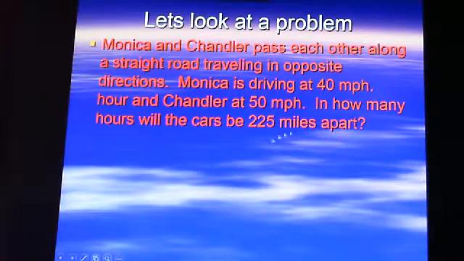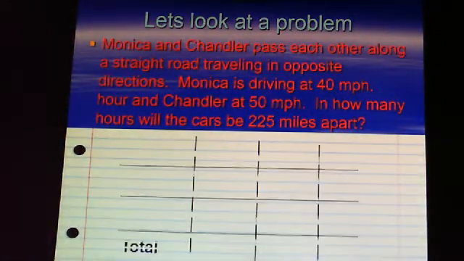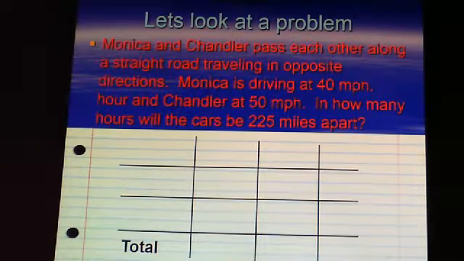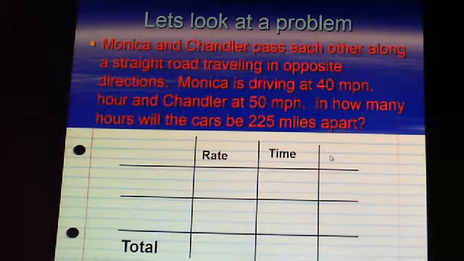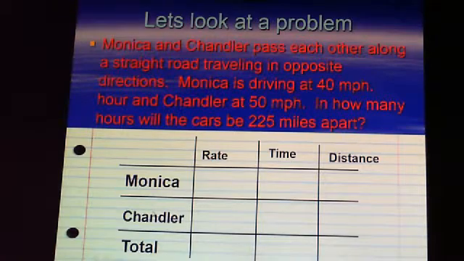Okay, so we can tell we're talking about distance, right? Because they talk about distance. So the first thing we're going to do on our piece of paper is go ahead and draw the chart. So you have two lines here, and then you have your lines here so that you can go ahead and set up. Total's always at the bottom. Across the top you have your rate, your time, and your distance. Over here on the side, we have to decide what two things we're talking about. So here we're talking about Monica and we're talking about Chandler. So I'm going to write Monica in one and Chandler in the other.